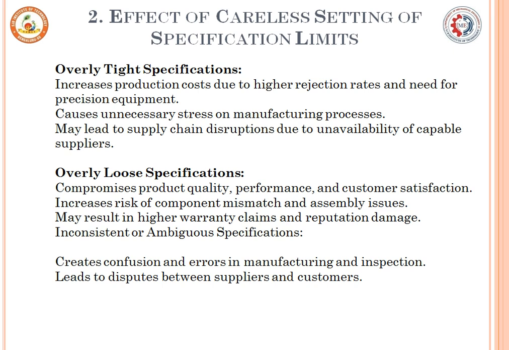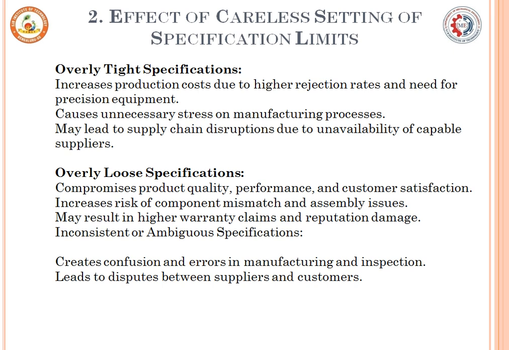So if you give tight specification, higher rejection rates are going to happen. In that case, sophisticated equipment is needed at the workplace. So we expect the precision to be present at the workplace, so that the production cost mustn't be increased. If you keep tight tolerance, unnecessary stress will be happening on the manufacturing process. This may lead to supply chain disruption due to unavailability of capable suppliers. So timely delivery of components will get lagged.